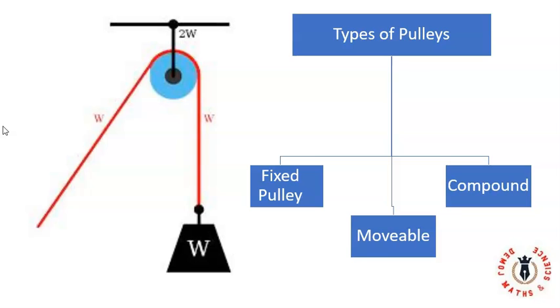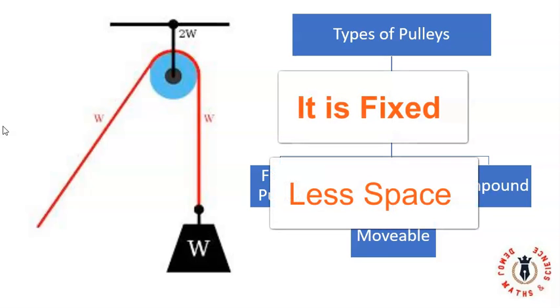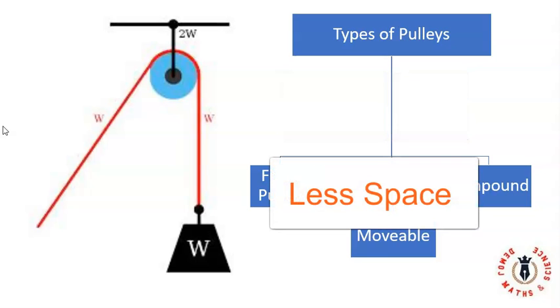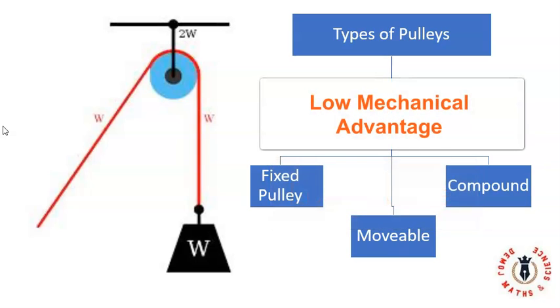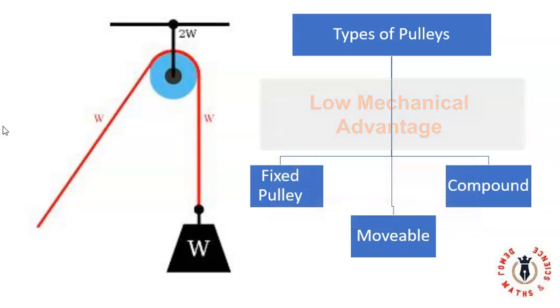In the fixed pulley, like the name depicts, it's a fixed pulley. It's just one pulley system, that is, it requires less space and obviously it has low mechanical advantage. Why? Because the required effort to pull up a load is almost equal to the load.